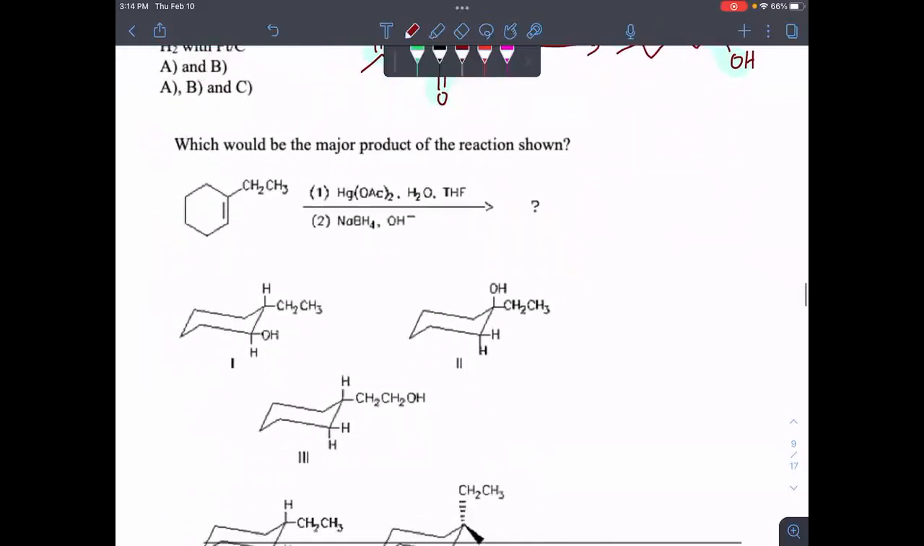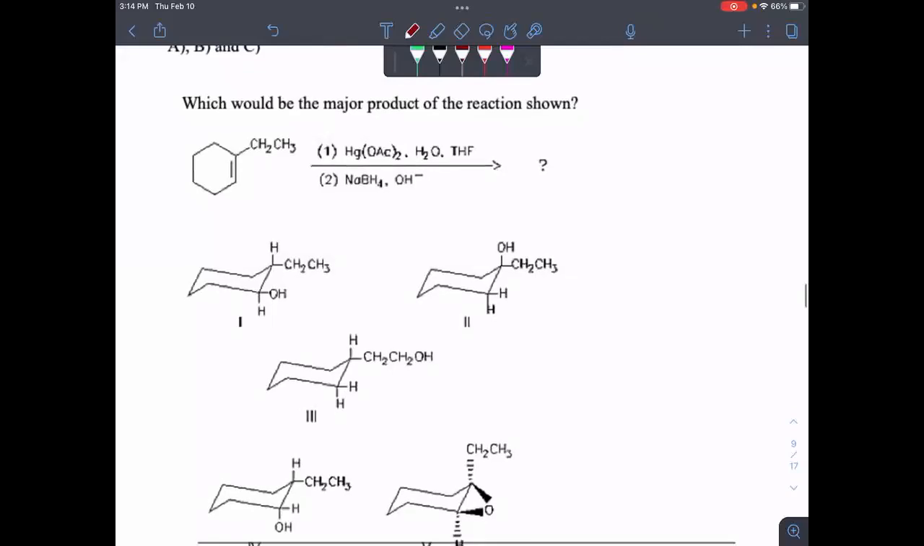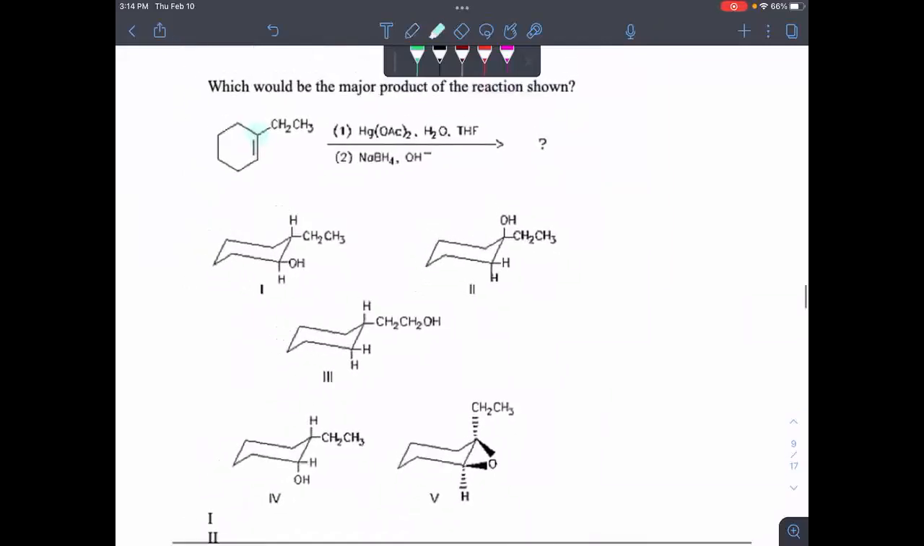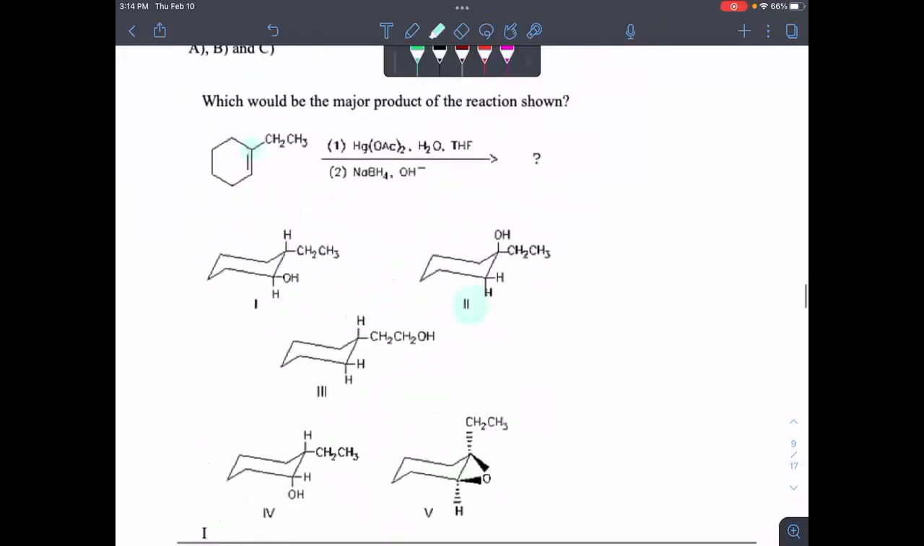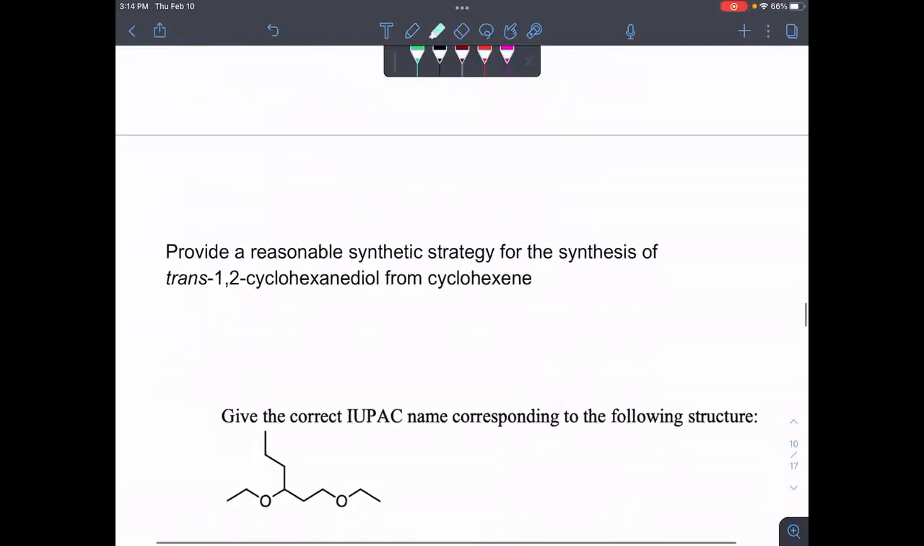Okay, now we have alcohol synthesis. And what reaction is this? Yeah. And then is it Markovnikov or anti-Markovnikov? Yeah. So what side is the alcohol going to get added to? Yeah. So the top or bottom of the alkene. Okay. And then which answer choice does that? Yeah. Oh, okay. I like this problem.